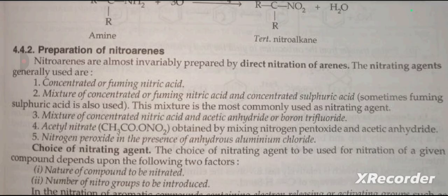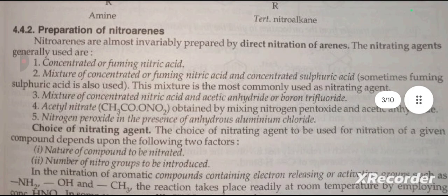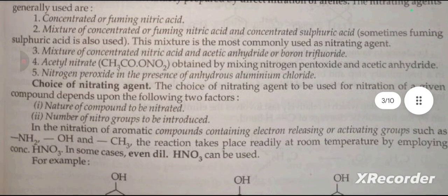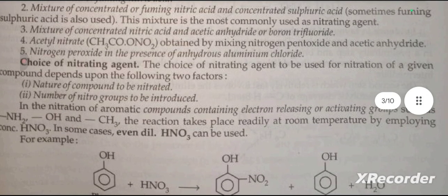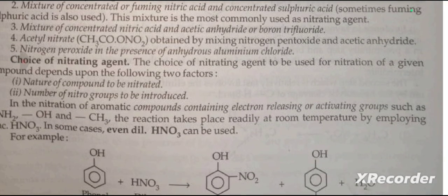First, concentrated or fuming nitric acid. Second, a mixture of concentrated or fuming nitric acid and concentrated sulfuric acid. This mixture is the most commonly used nitrating agent. Third, a mixture of concentrated nitric acid and acetic anhydride or boron trifluoride. Fourth, acetyl nitrate obtained by mixing nitrogen pentoxide and acetic anhydride. Fifth, nitrogen peroxide in the presence of anhydrous aluminum chloride.